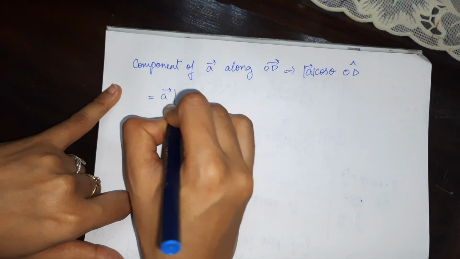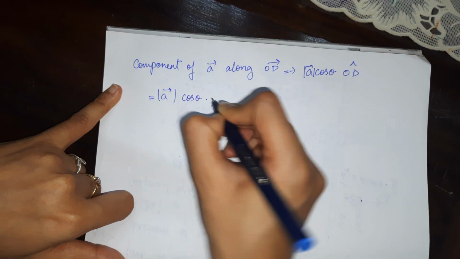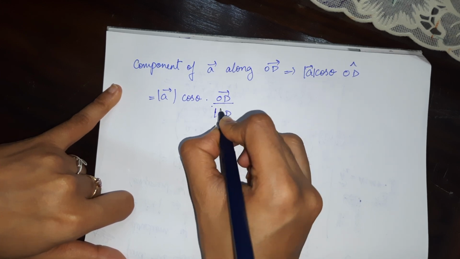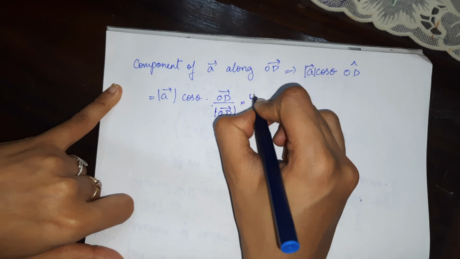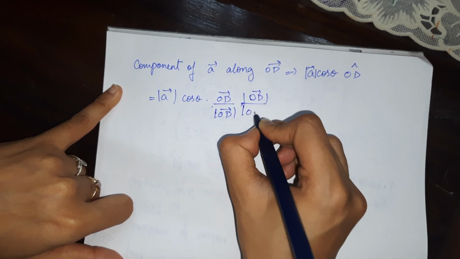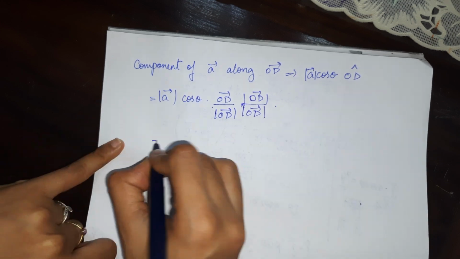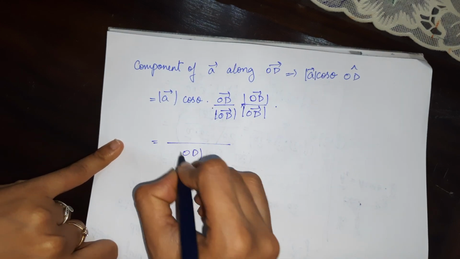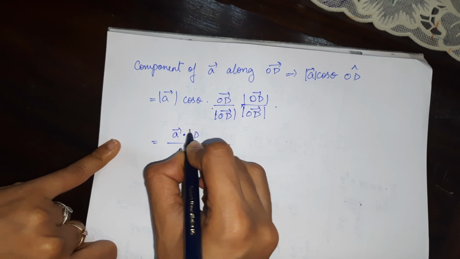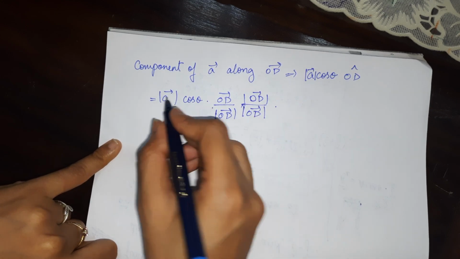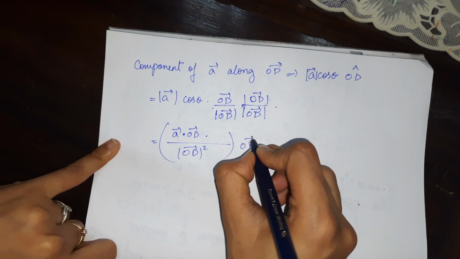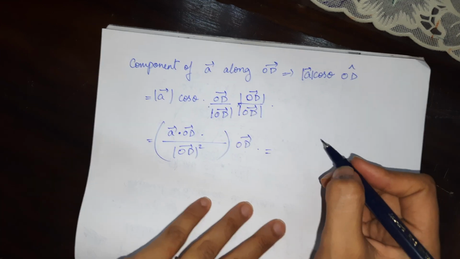So |A| cos theta into OD vector divided by modulus of OD, again multiplying and dividing by the modulus of OD. So we will get divided by OD vector square, and then A vector dot OD vector, that is A OD cos theta. Then this whole thing multiplied by OD vector. So we will do the calculation.